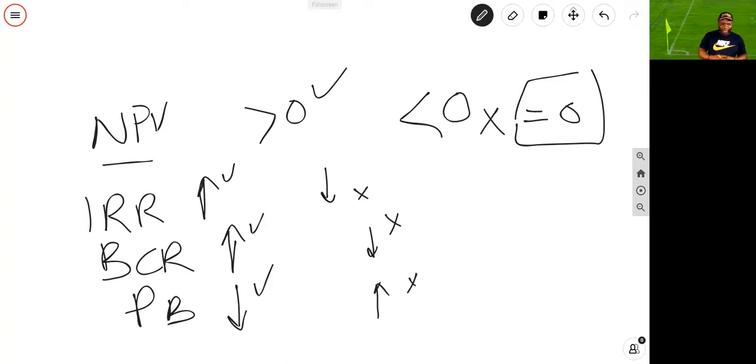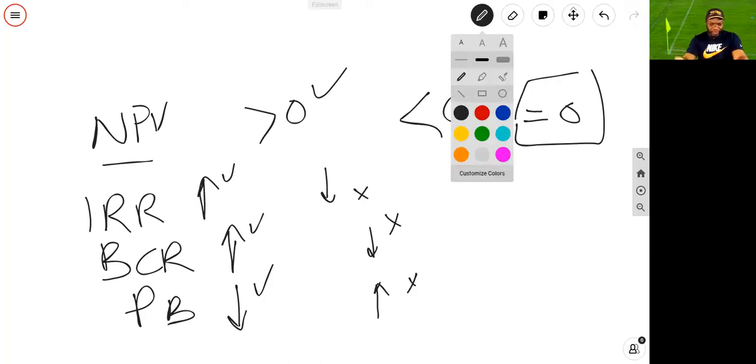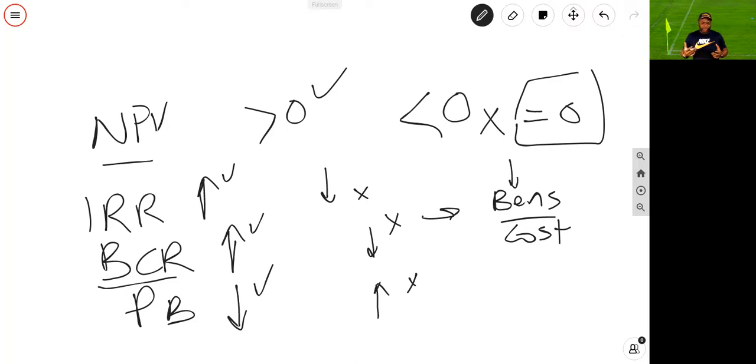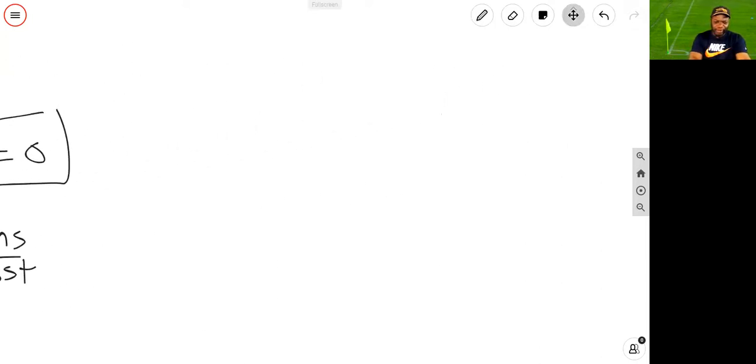Other things that you could be asked here, when it comes to BCR, just understand what it is. It's the ratio of benefits or revenue to cost. Benefits means all that you get back from the customer. So if your revenue is 500 and your cost is 250, you're going to use your revenue divided by cost, not profit. So just keep that in mind. All right. Those are simple concepts you need to be aware of for the exam.